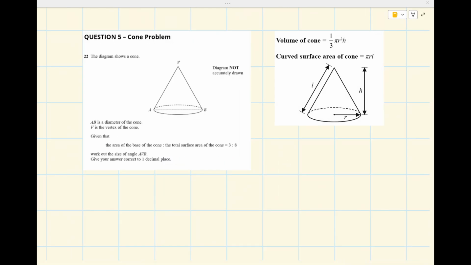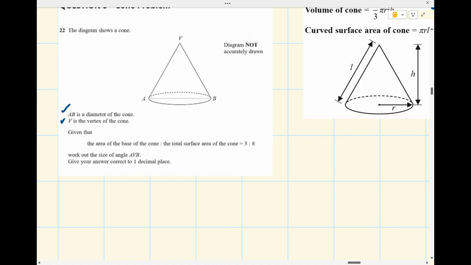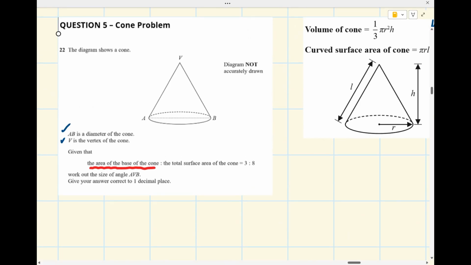Okay, so we've got a cone and we need to remember that we've got some formulas to help us on the formula sheet, which I've copied just here. We're told that AB is the diameter of the cone. Well, it does look like that on the diagram, and that V is the vertex. Again, it looks like that. Given that the ratio of the area of the base of the cone to the total surface area of the cone equals 3 to 8. I think that's going to give us an equation, isn't it? Work out the size of angle AVB.